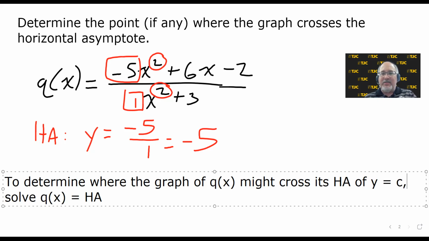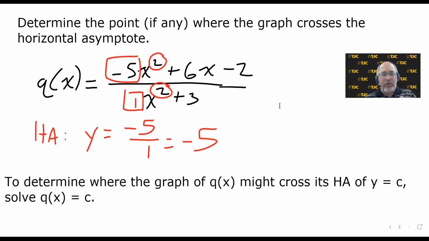So we'll give some things some names. We need to solve q of x is equal to c. In other words, all we have to do is put the function equal to whatever value determines the horizontal asymptote and then solve that equation. So we're going to solve that big ugly fraction equal to -5.